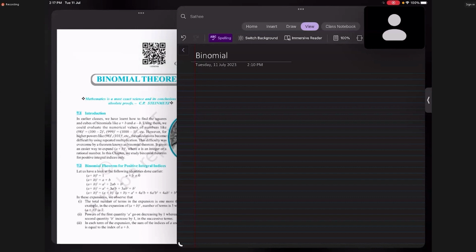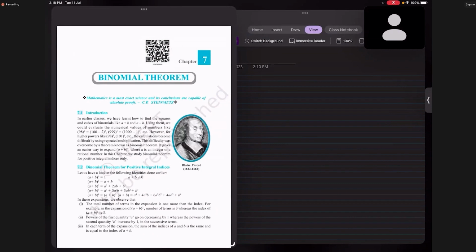And today in this session, we will be starting with a chapter of mathematics, that is binomial theorem. So this is an important chapter in algebra field. And basically, we will be starting with a brief introduction of this chapter.